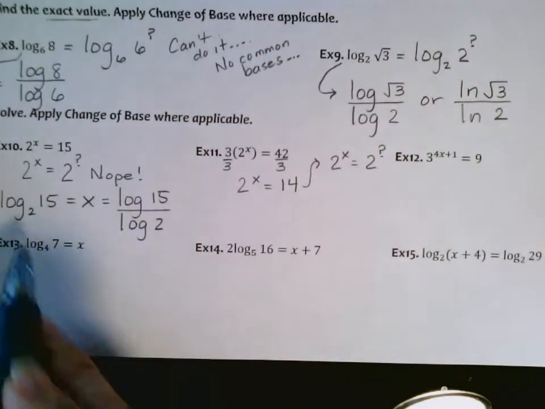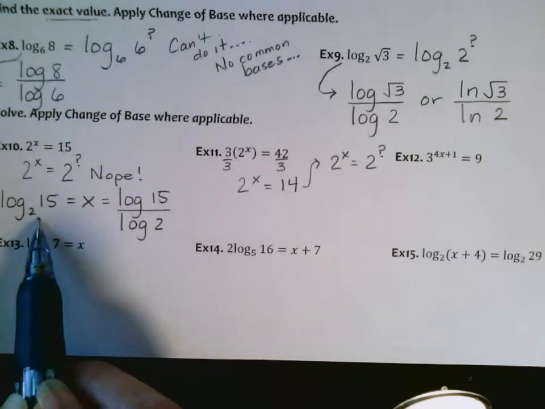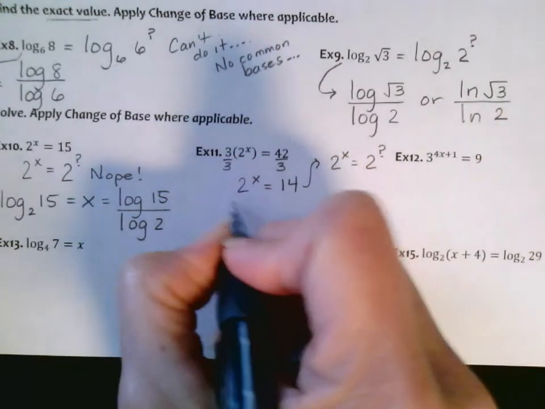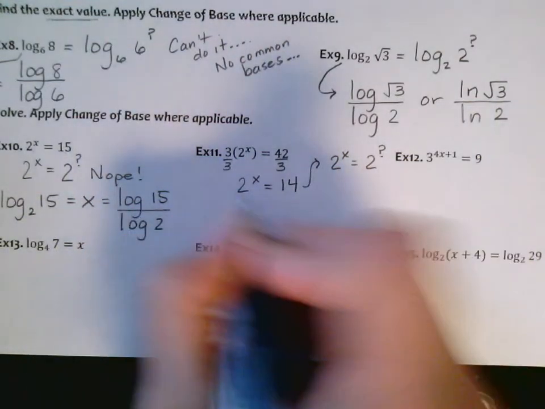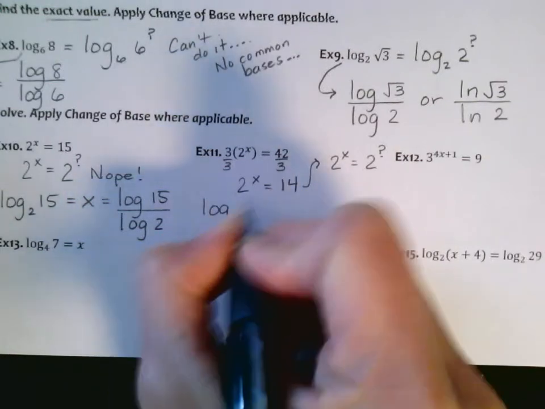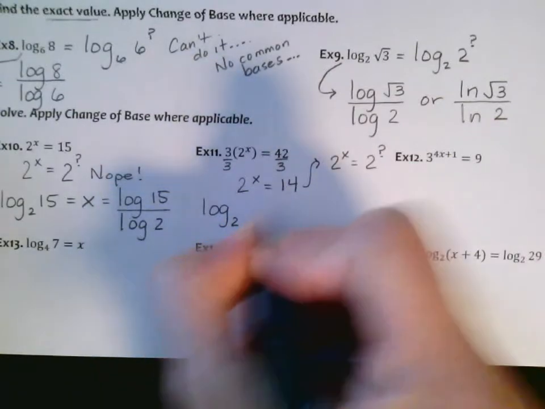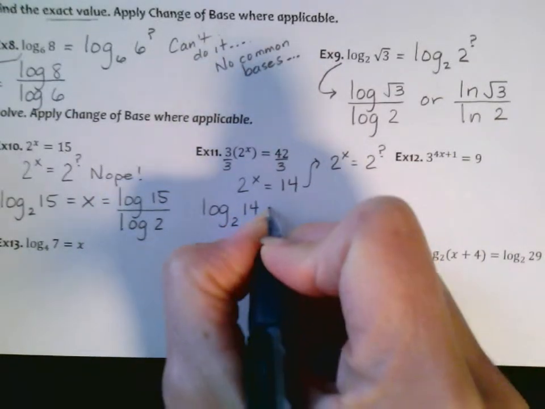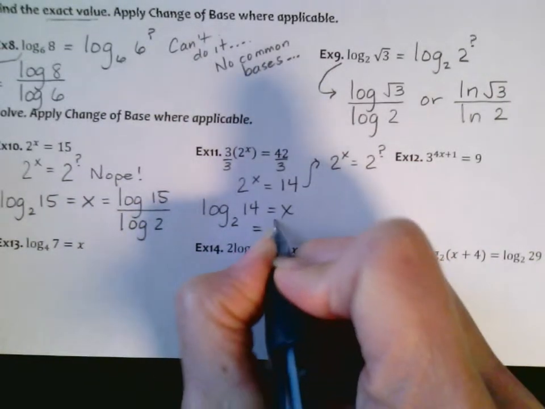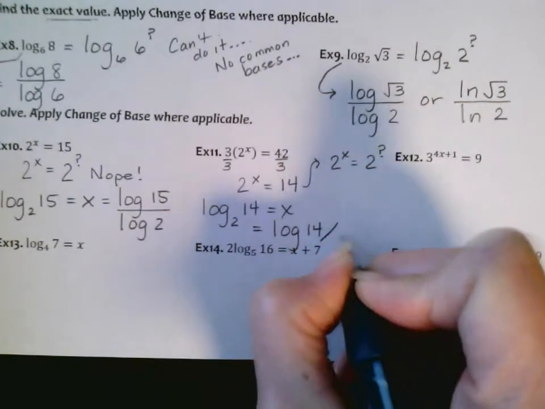Notice that 2 to the x equals 15 was rewritten like this. So you did log 15 over log 2. And so you can rewrite this, but if you already see the pattern of writing it in change of base form, you can do so and skip this step. But rewriting this in logarithmic form, you get log base 2 of 14 equals x. And so that's going to be the same thing as saying log of 14 divided by log of 2.